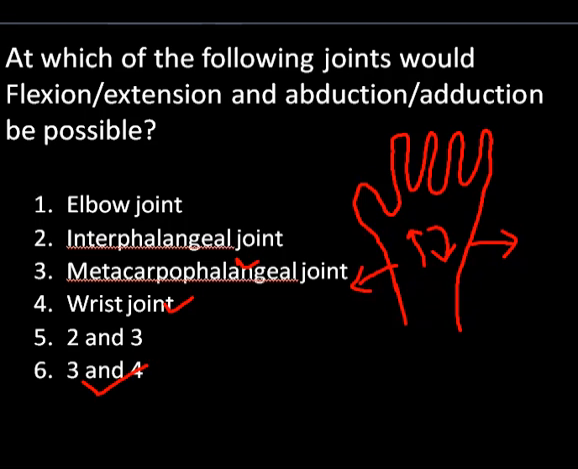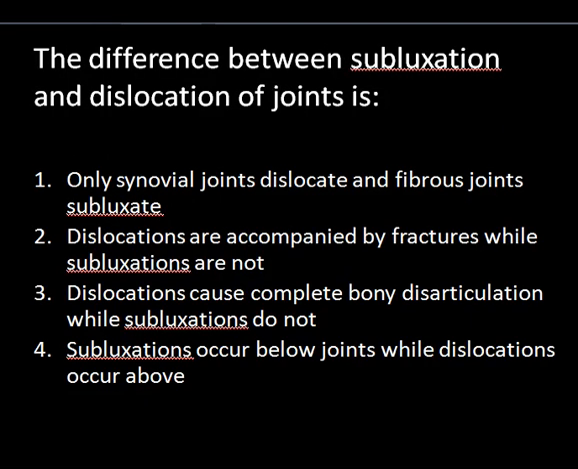Now let's look at the next question. Here's the next question, and it asks you the difference between subluxation and dislocation of joints. Let's look at the choices. The first choice is only synovial joints dislocate and fibrous joints subluxate. Now this is wrong, because any joint which is capable of movement can have dislocation, or there can be subluxation. So the statement is wrong.